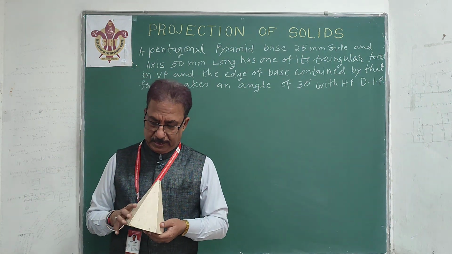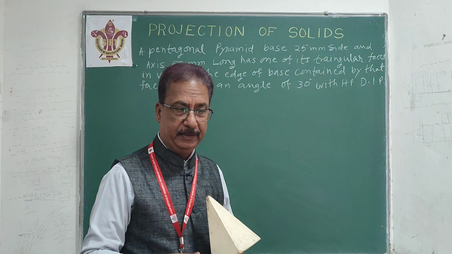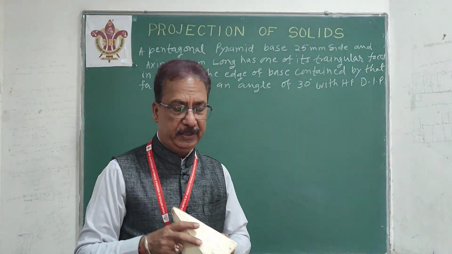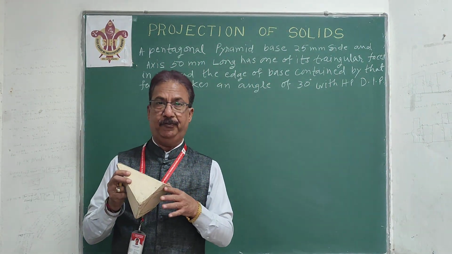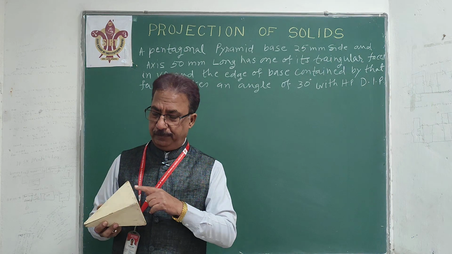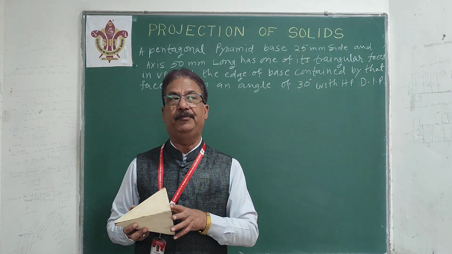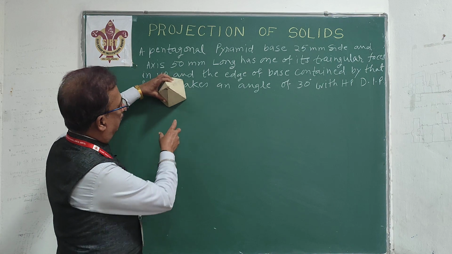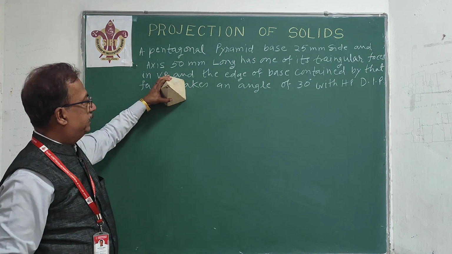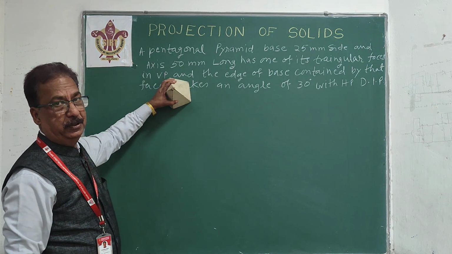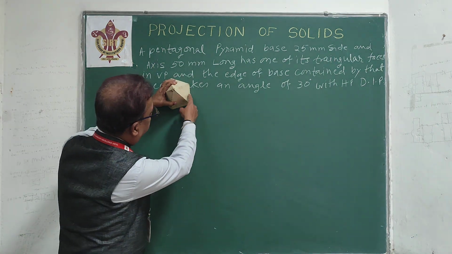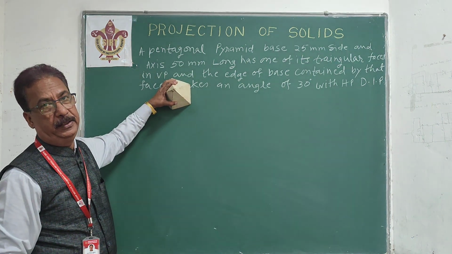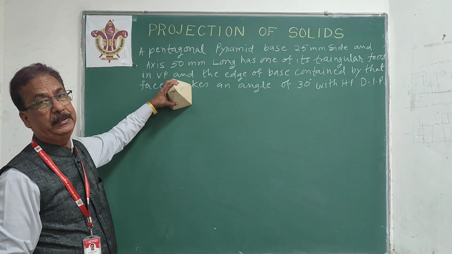So if you want to start this problem, as I earlier discussed with you, whenever they say triangular face on VP, the better option is to start with the base on the VP concept. So in the beginning I am going to hold this pyramid like this, so that the base will be on the VP and one of the base sides perpendicular to the HP. So that will be the side concept.